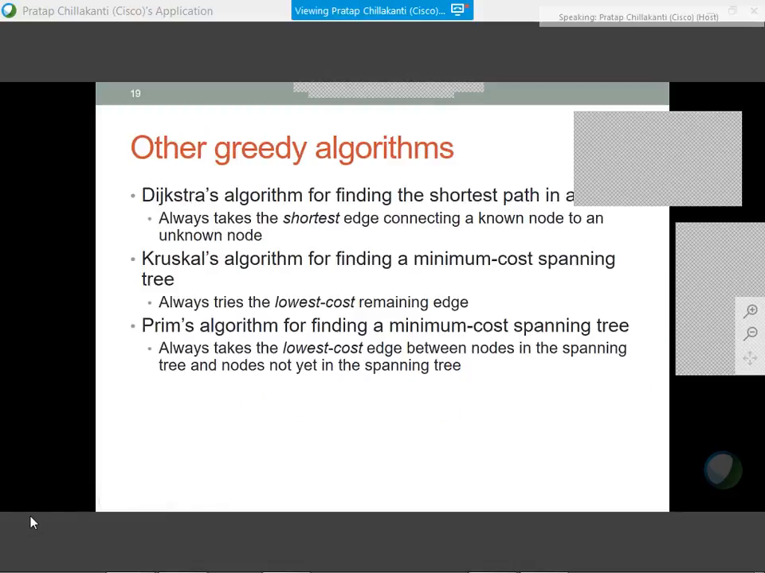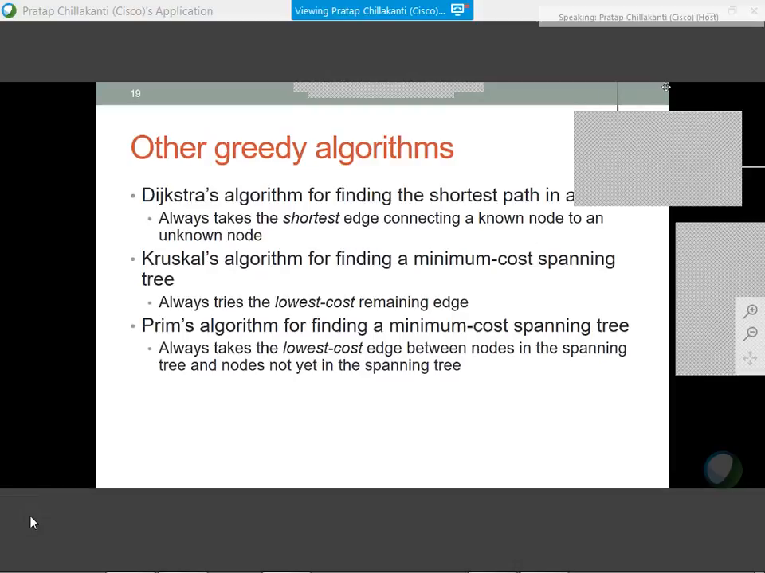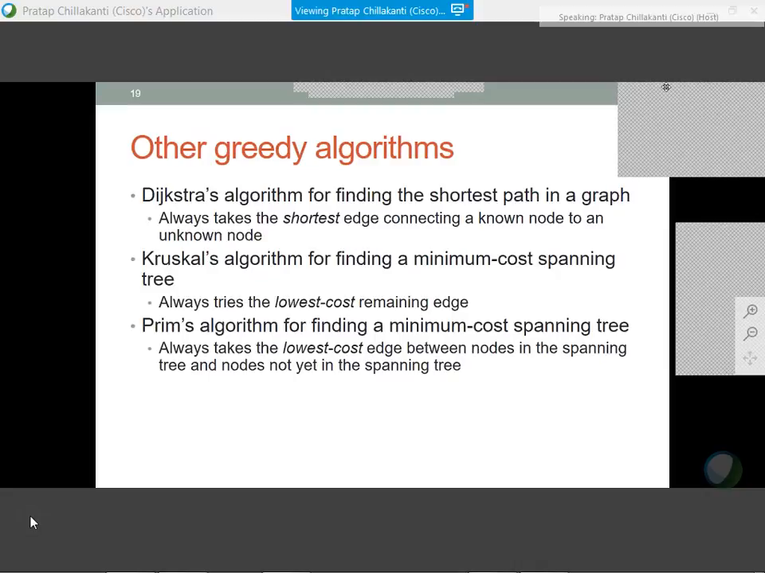Now last time we showed this slide saying that these are the algorithms that we typically talk about for greedy. Dijkstra's algorithm for finding the shortest path in a graph. And the way it works is it always takes the shortest edge connecting a known node to an unknown node. Now, that sentence does not mean anything unless you practice, okay?